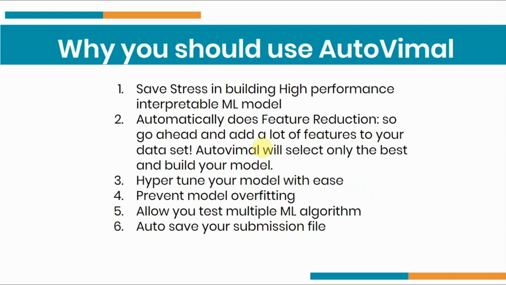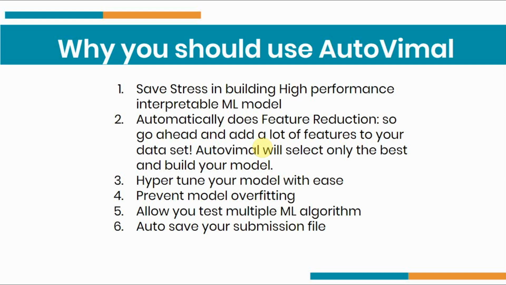Now, a lot of people ask me, why should they use AutoViML? I mean, Kagglers, industry experts, and researchers. Now, AutoViML helps you save your time in building high-performance interpretable machine learning models. It automatically does feature reduction, like I explained before, so you can go ahead and add a lot of features to your data set, and AutoViML will select the best and build your model.